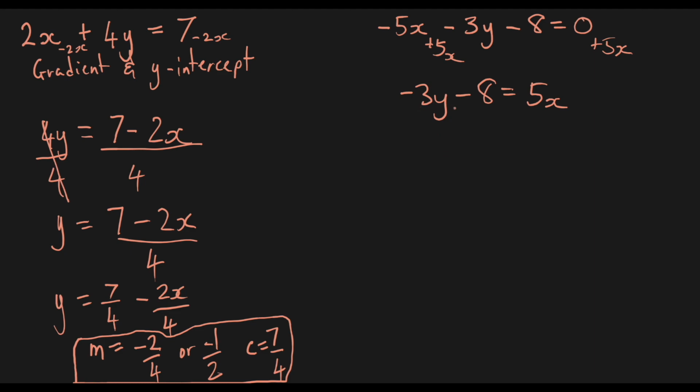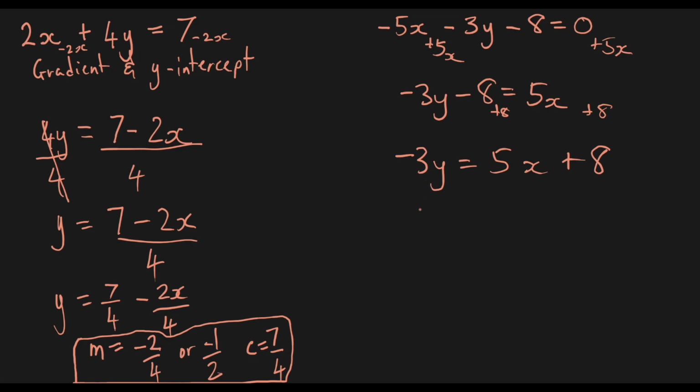So we want to get y by itself. So we got minus 8, therefore we have to add 8 to both sides. So we're left with minus 3y is equal to 5x plus 8. Now in this state, we still can't say that we know what the gradient is or the y-intercept. We have to make y the subject.